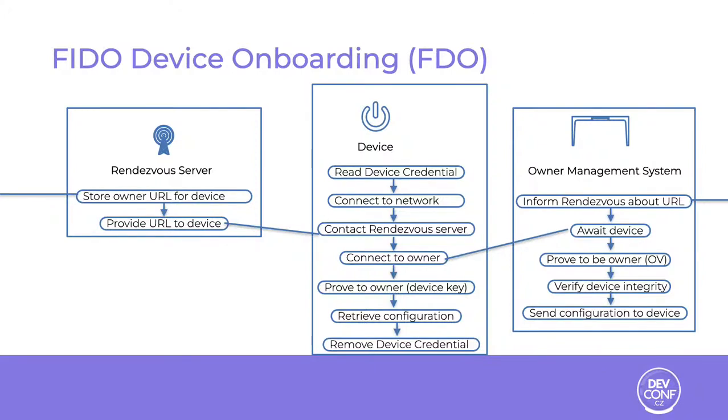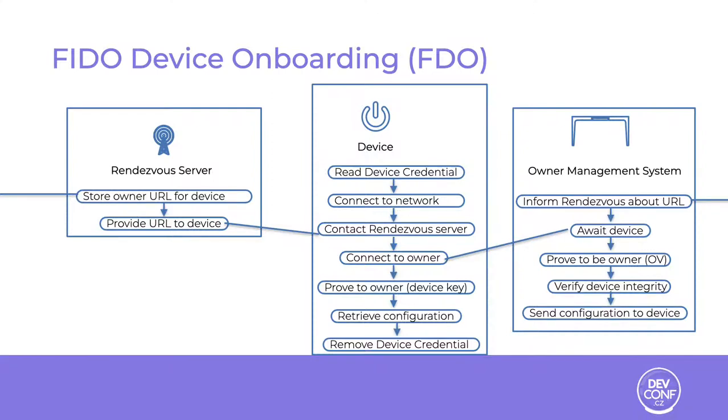The device, after it's connected to the network, will contact the same rendezvous server and ask it, where is my current owner? After it gets that information from the rendezvous server, it will then connect to the owner. If the owner hasn't checked in with the rendezvous server yet, it will actually wait until the owner has done so. After this, it will connect to the owner. It will prove that it is the correct device by signing a statement with its device key. The owner will prove itself by signing a statement with the last key of the ownership voucher.